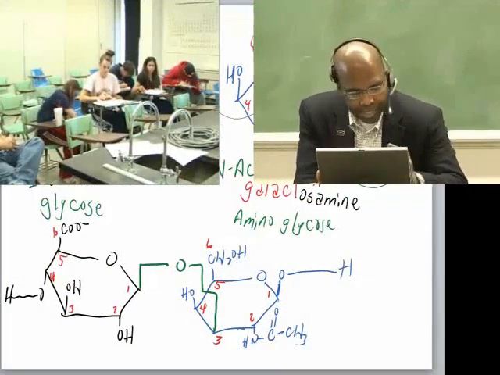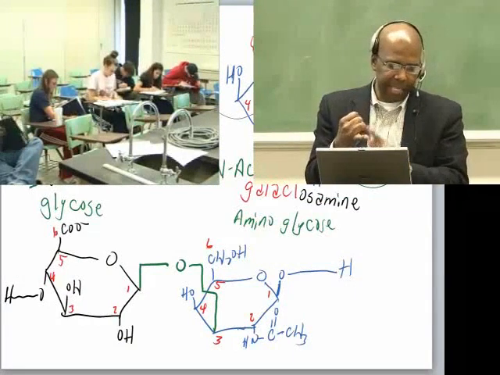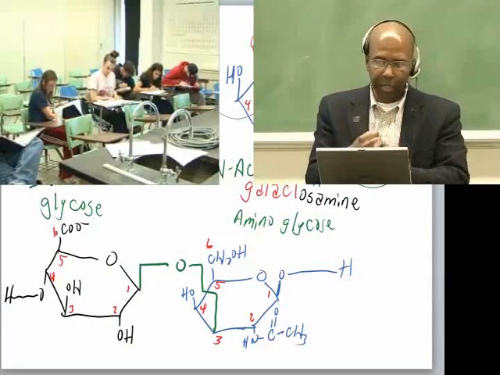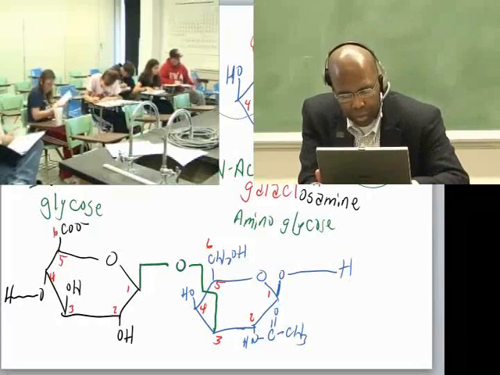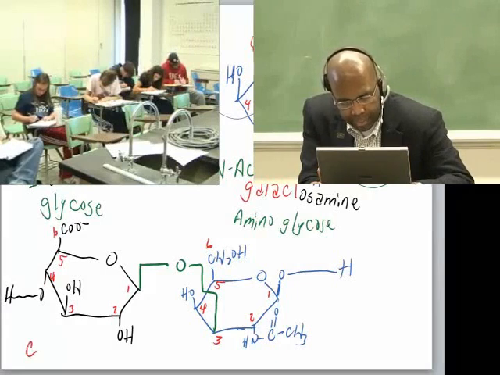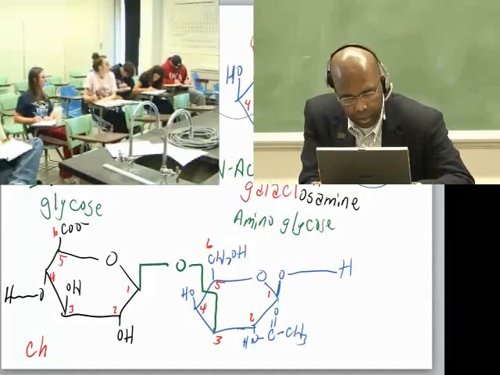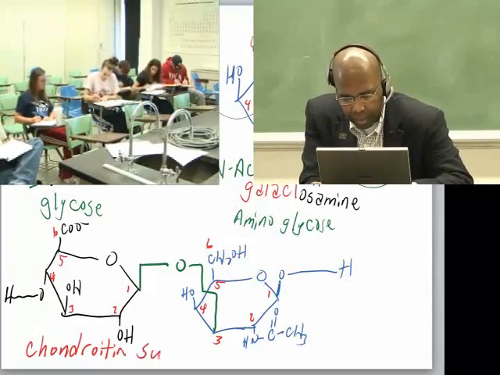This one is found in tendons, in ligaments, and in cartilage. And this glycosaminoglycan is known as chondroitin sulfate. Not as famous as heparin. Chondroitin sulfate.